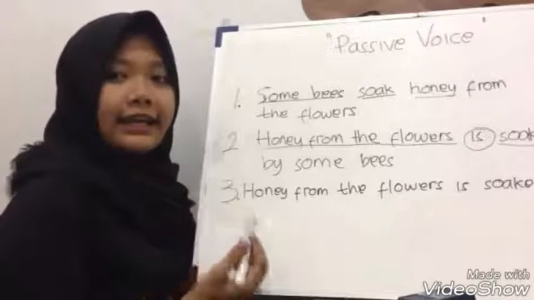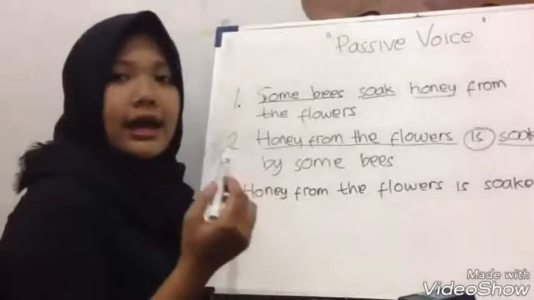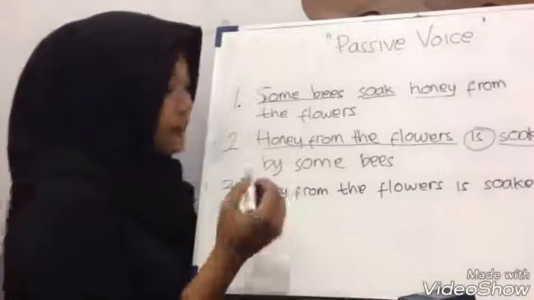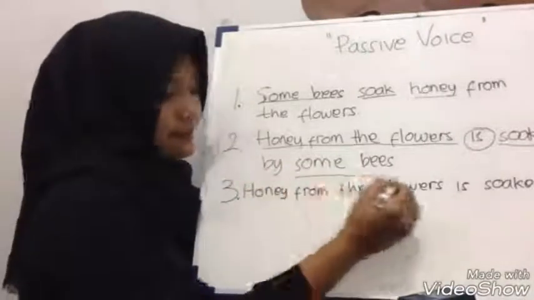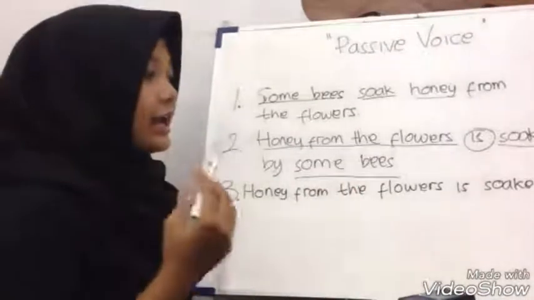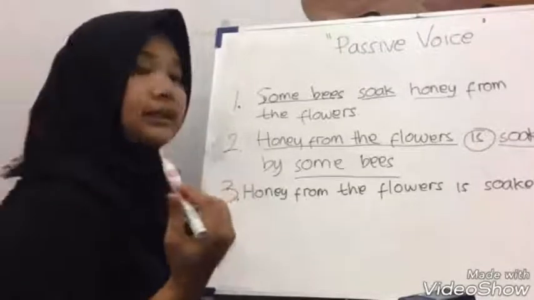Why? It is because the second sentence shows the actor, which is some bees, and the third sentence has no actor. In our language, Bahasa Indonesia, we recognize kalimat pasif and kalimat aktif. And in English, they are called passive voice and active voice.